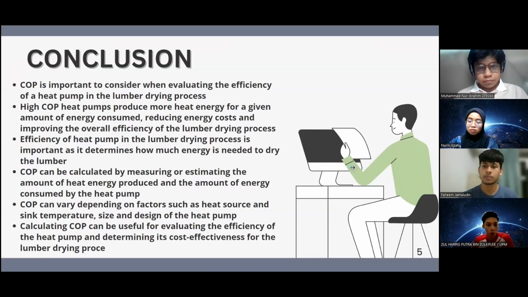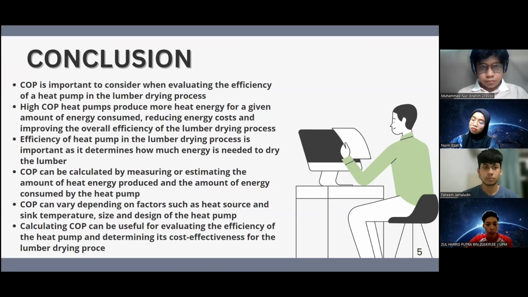Right, so for the conclusion part, as we can conclude here, COP is important to consider when evaluating the efficiency of a heat pump in the lumber drying process. High COP heat pumps produce more heat energy for a given amount of energy consumed, reducing energy costs and improving the overall efficiency of the lumber drying process.